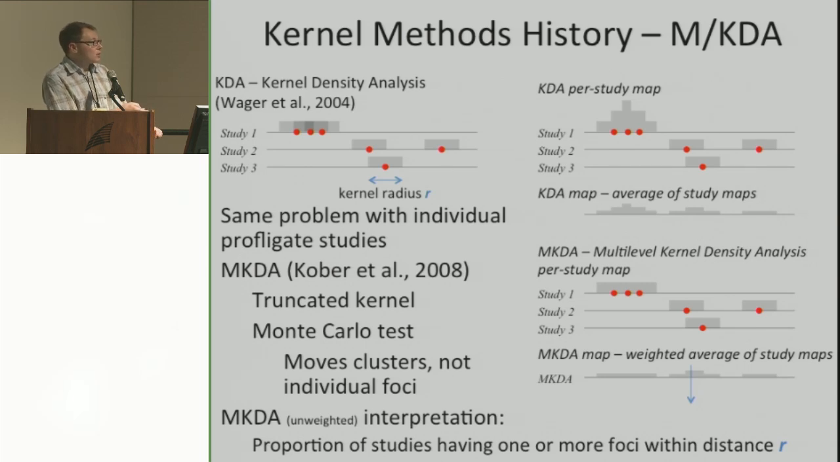And also, the updated MKDA uses a different way of doing the resampling. Instead of just randomly sampling all the points, they randomly shuffle the clusters of points. So these 3 points would not, under resampling, be shuffled randomly around the brain. They would be moved as a set of 3 points randomly around the brain to reflect the clustering that's present.